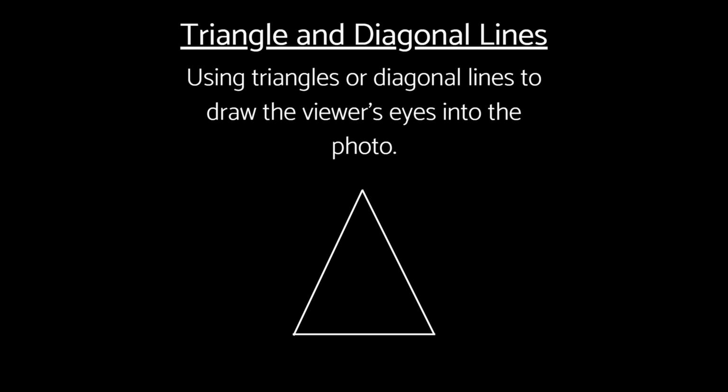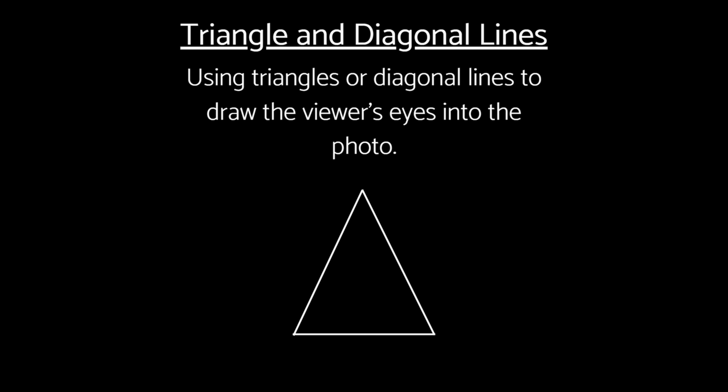The sixth composition technique is called triangles and diagonal lines, and having these are a great way to increase dynamic composition and tension within an image. This technique involves using triangles or diagonal lines to draw the viewer's eyes into the photo. The triangle shape can be created by having two elements on either side of your subject, such as buildings or trees, and then an element in front of them that forms the top of the triangle.